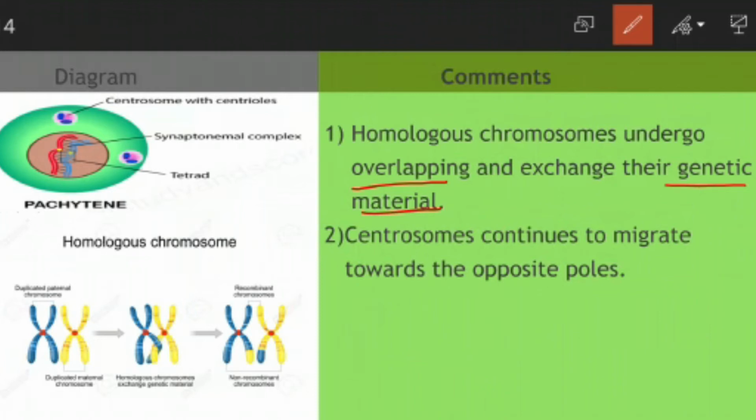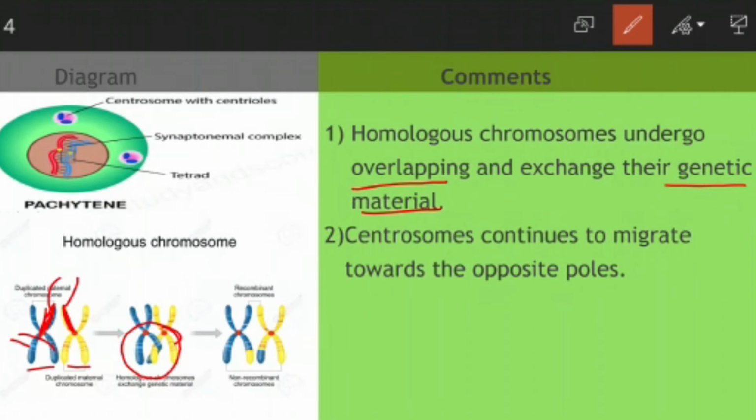Okay, now see what happens. Suppose these are the homologous chromosomes, and these are called chromatids. The chromatids of one chromosome are called sister chromatids. But one chromatid of this chromosome and one chromatid of that chromosome are called non-sister chromatids. What happens in pachytene? The non-sister chromatids undergo overlapping.